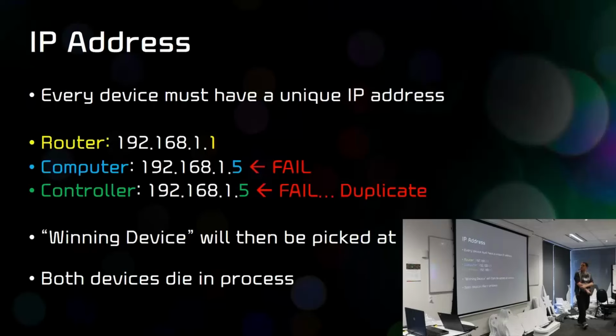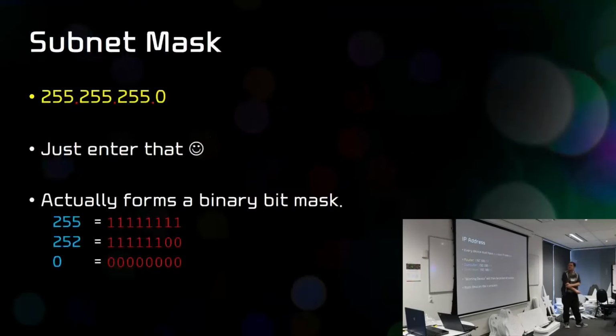So, important thing with IP addresses, they're like phone numbers. You can't have a duplicate. If our router's 192.168.1.1 and our computer's 1.5, we can't then give our controller the same IP as our computer. What will happen is one device will work, sort of picked at random, and then it might not work, so you get all sorts of weird stuff.